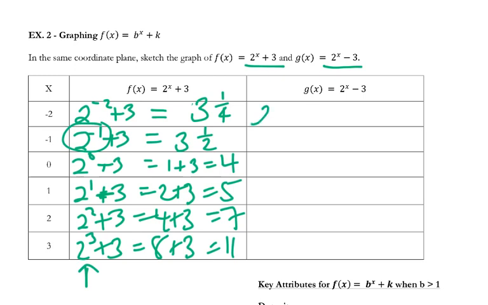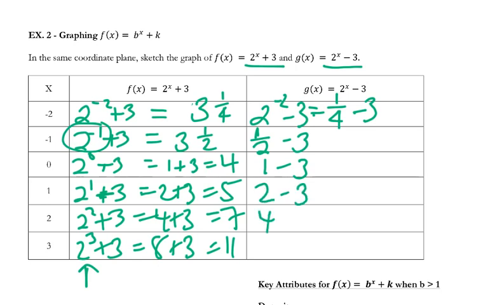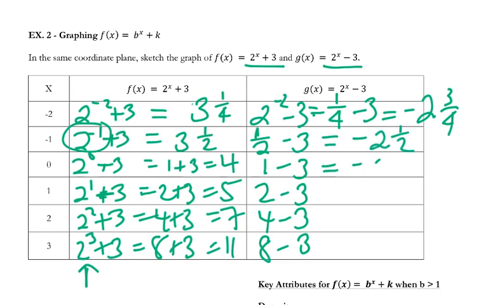Here we have 2 to the negative 2 minus 3. Well, that's 1/4 minus 3. And we have 2 to the negative 1, or 1/2 minus 3. We have 2 to the 0, which is 1 minus 3, 2 minus 3, 4 minus 3, 8 minus 3. Okay, so 1/4 minus 3 becomes negative 2 and 3/4. This is negative 2.5, negative 2, negative 1, 1, and 5.